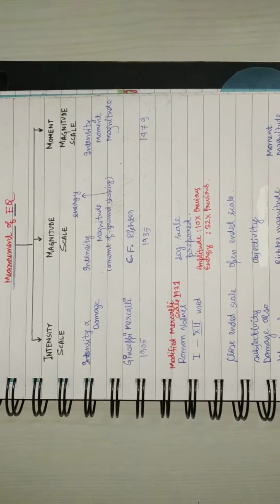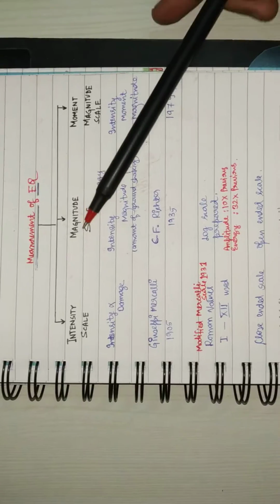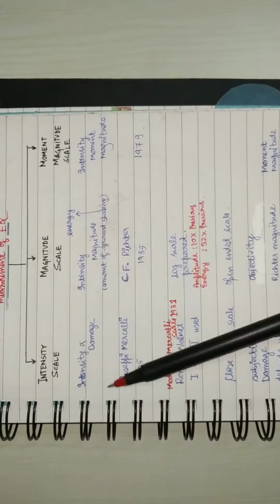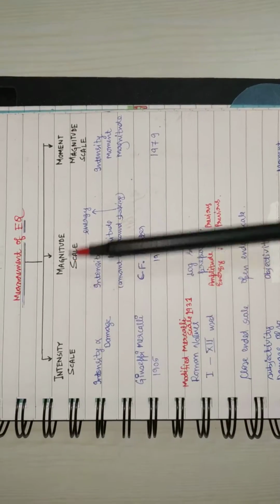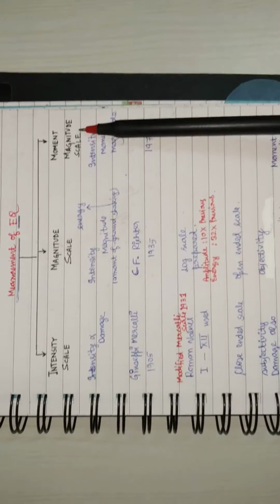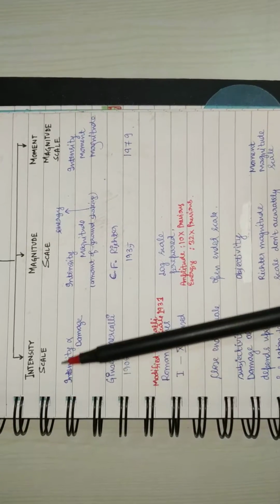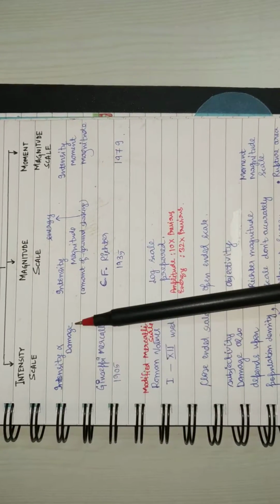In this video we'll be learning about measurement of earthquake. Now the earthquake measurements, there are primarily three scales: intensity scale, magnitude scale and the moment magnitude scale. Now first we'll see intensity scale. Now intensity is proportional to the damage.